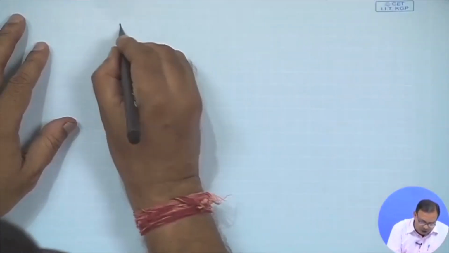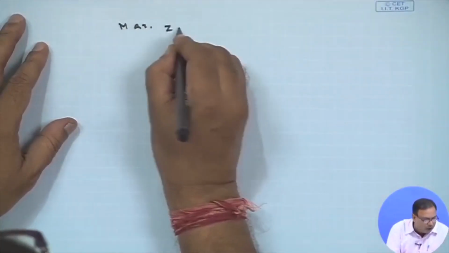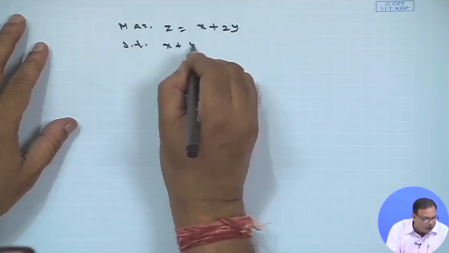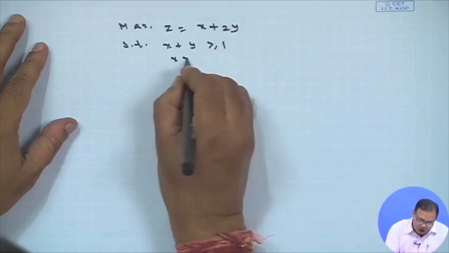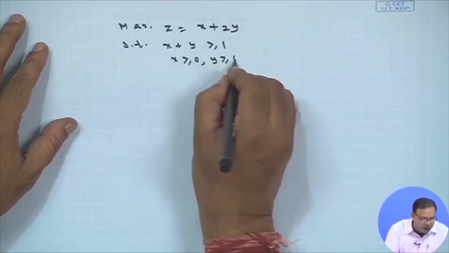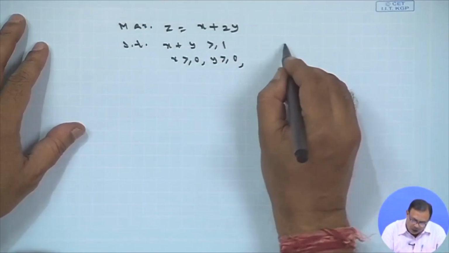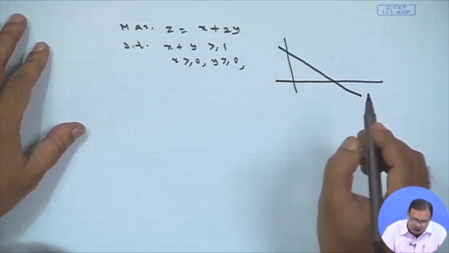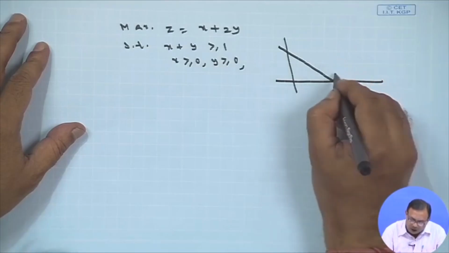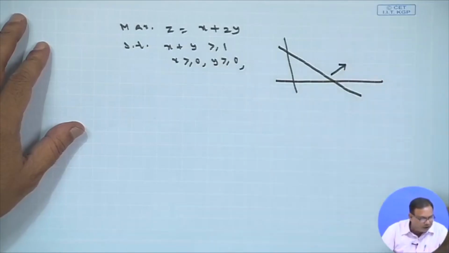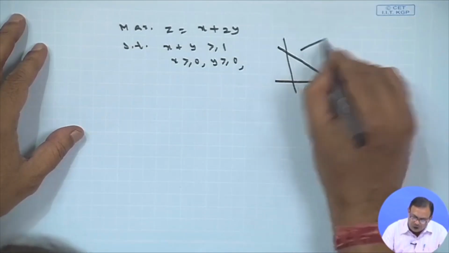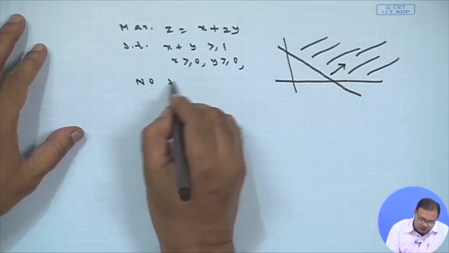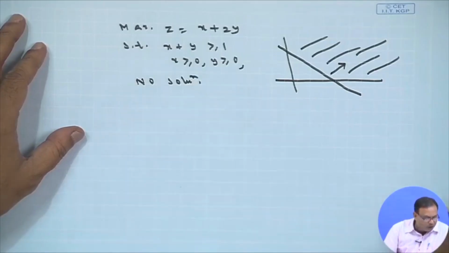If you consider this one, say maximize Z equals x plus 2y, subject to x plus y greater than or equal to 1, x greater than or equal to 0, y greater than or equal to 0. If you draw x plus 2y something like this, it is greater than or equal to 1, which means the direction is this one. So your feasible region is unbounded. Therefore, this problem has no solution.